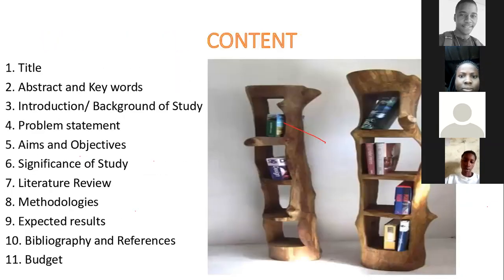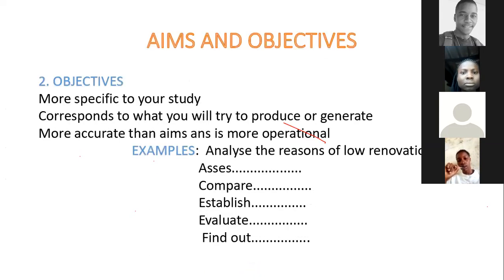So we set the contents to be: firstly, you start with the title. Then secondly, the abstract and the keywords, you state them. Then you go to the introduction, you state the background of the study. Then you also state the problem statements. You state your aims and objectives. That's how we left it off yesterday. So we're continuing from the significance of study.